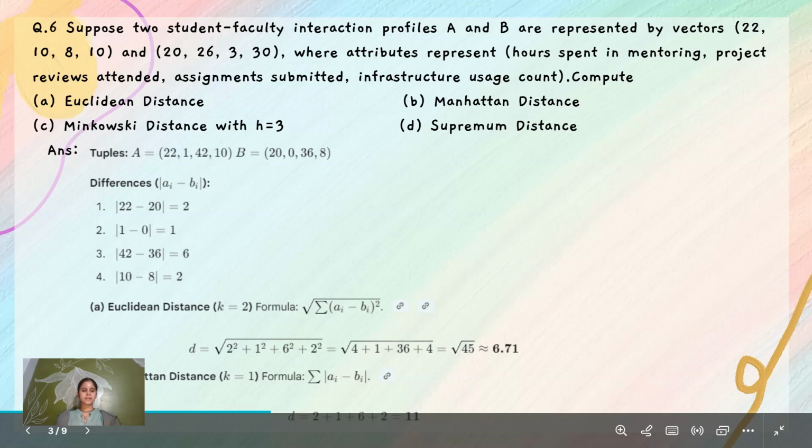So first one is Euclidean distance, which is k equals 2, and the formula is on the screen. We put the values in this formula, so we get the answer 6.71. Now in Manhattan distance, here k equals 1, and the formula is on the screen, and we put the values in this formula to calculate the Manhattan distance.